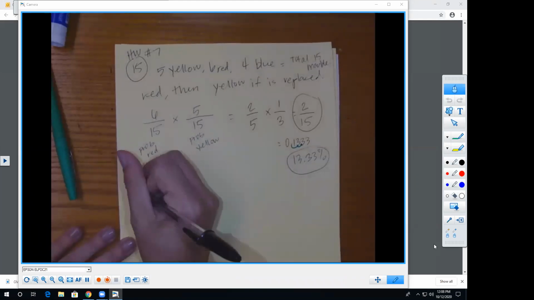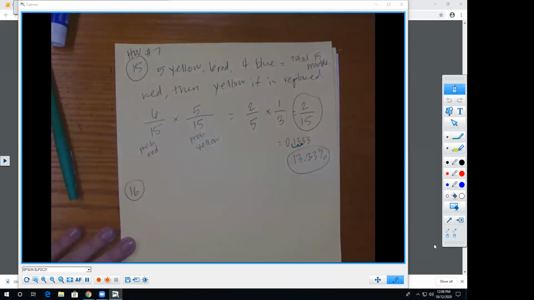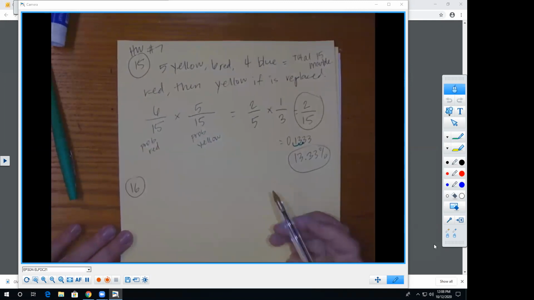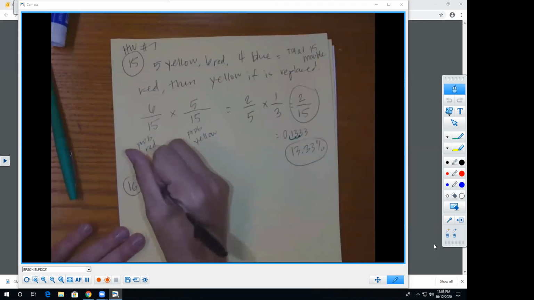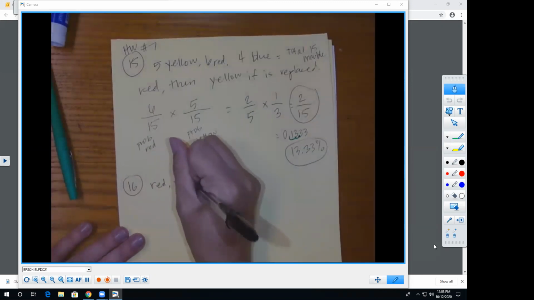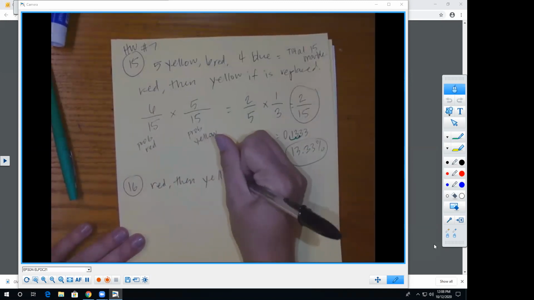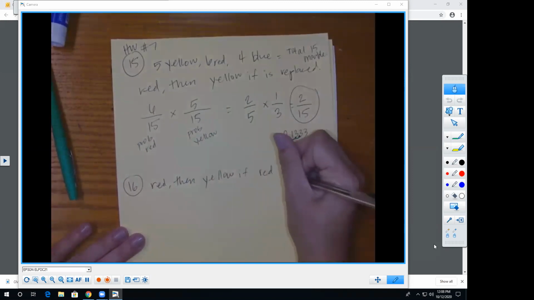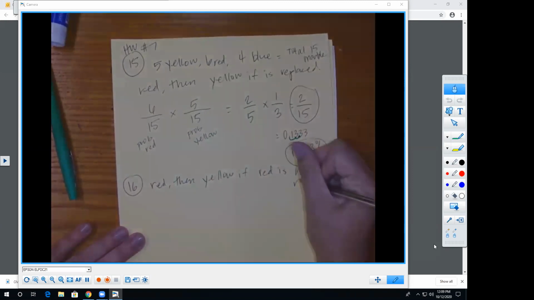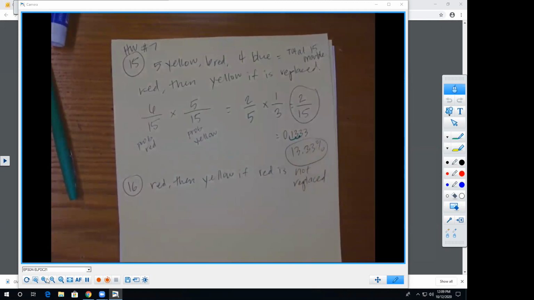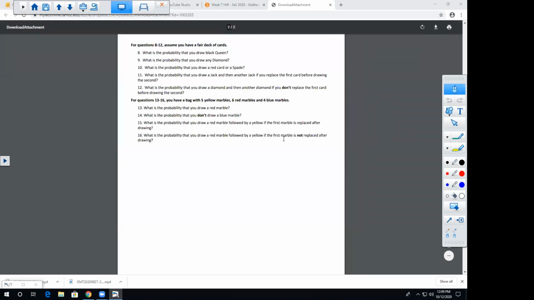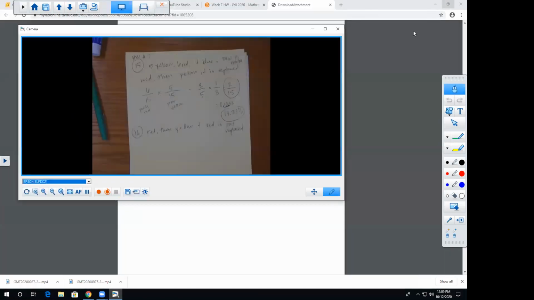Okay, so for number 16, it's the same problem. We're just not replacing the red. So we're still doing a red, then a yellow, if red is not replaced. And let me verify that's the question. Red, then yellow, if the red is not replaced. Okay, yes. All right.